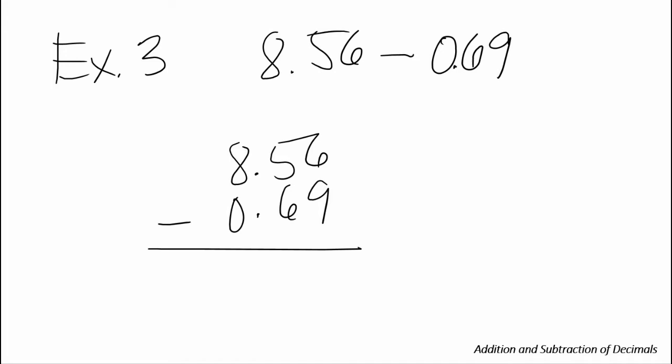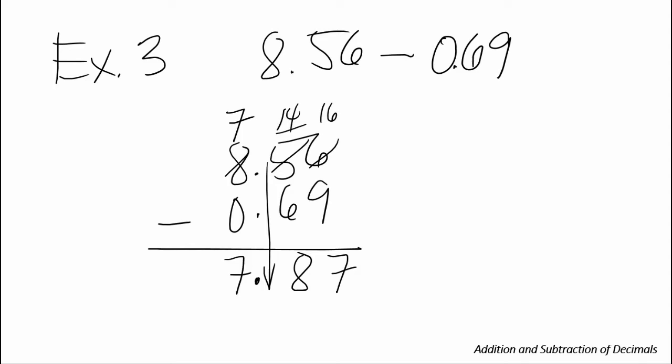So 6 minus 9 cannot be, so you have to borrow 10 from 5. So this will be 14, this will be 16. Next, we can do the subtraction. We have 16 minus 9, we have 7. 14 minus 6 equals 8. So, i-align lang natin yung ating decimal point. Ayan, binaba natin. So, this is going to be 7. So, 7 minus 0 is 7. So, the answer is 7.87.